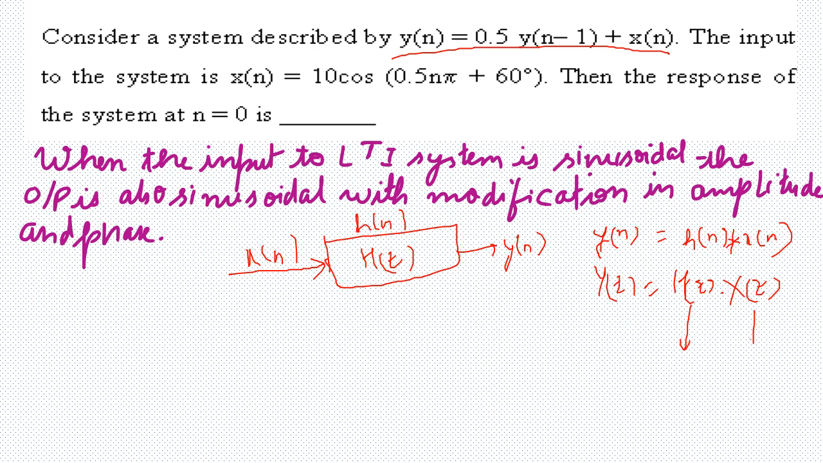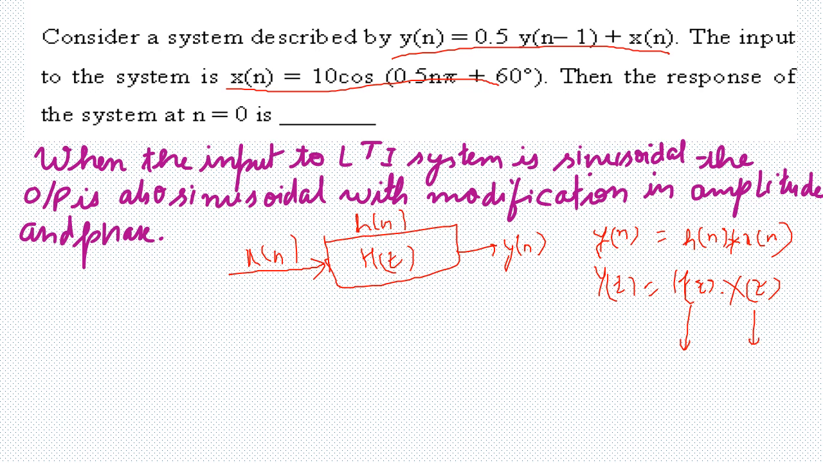X(z) is simply the Z transform of x[n], and then we multiply both of them, and then we take the inverse Z transform and we get y[n] from there. But x[n] will have a Z transform which will be very complicated, so that way it's going to take a lot of time to do it.